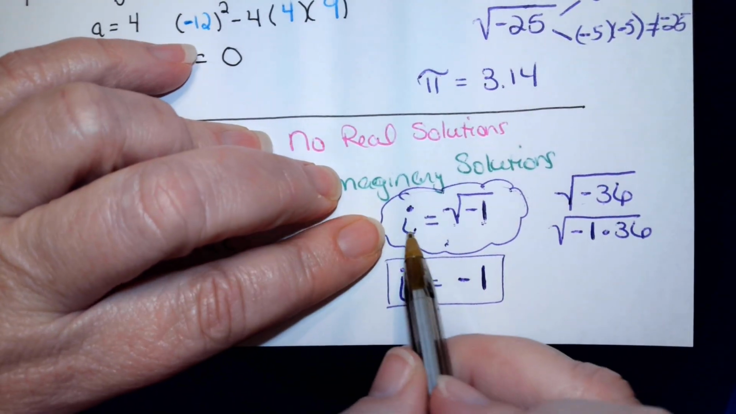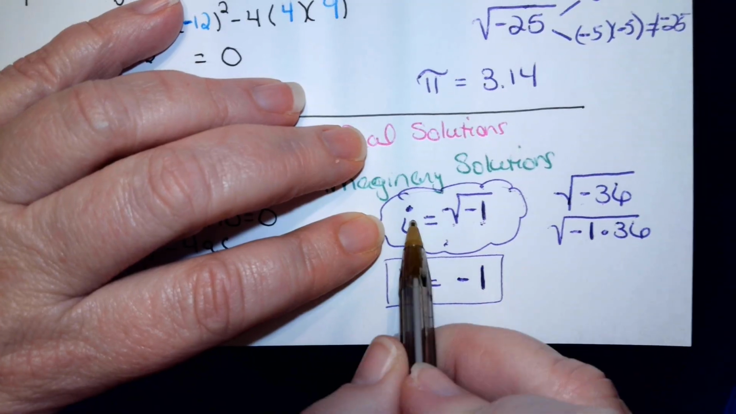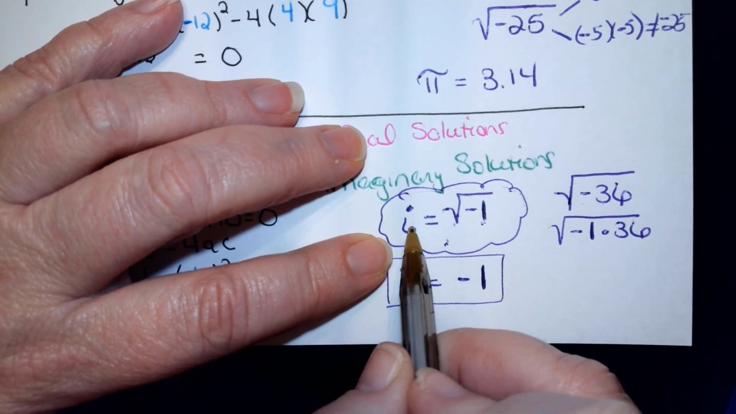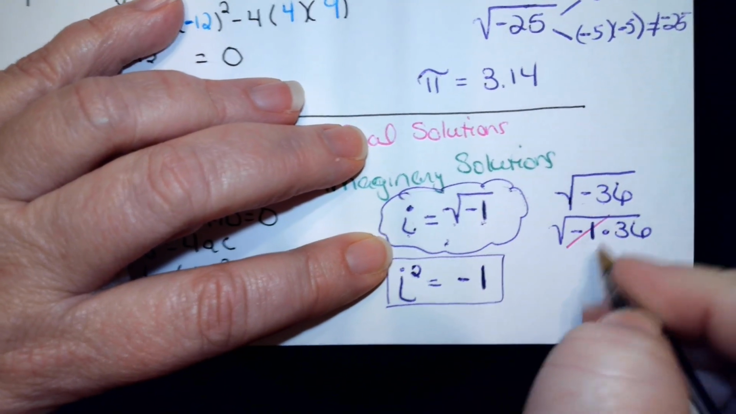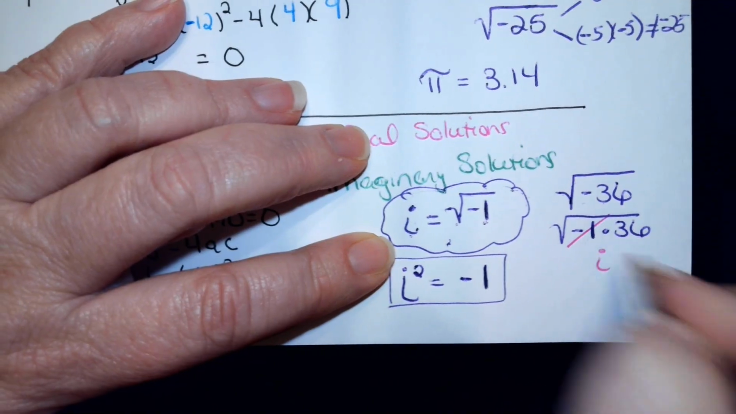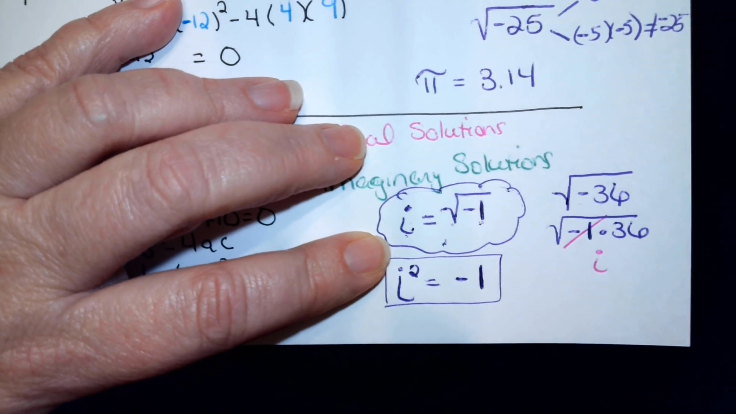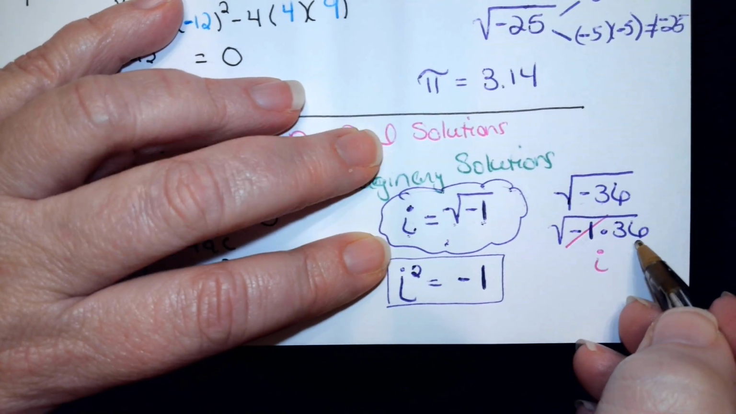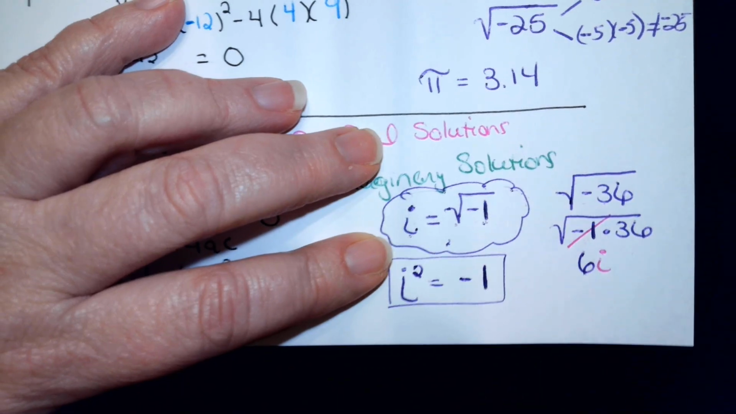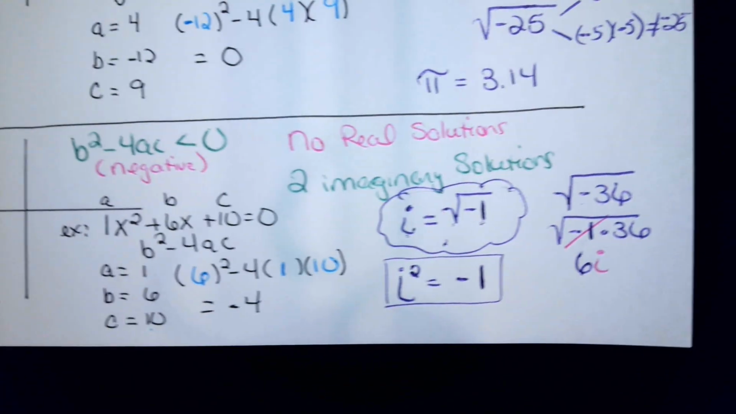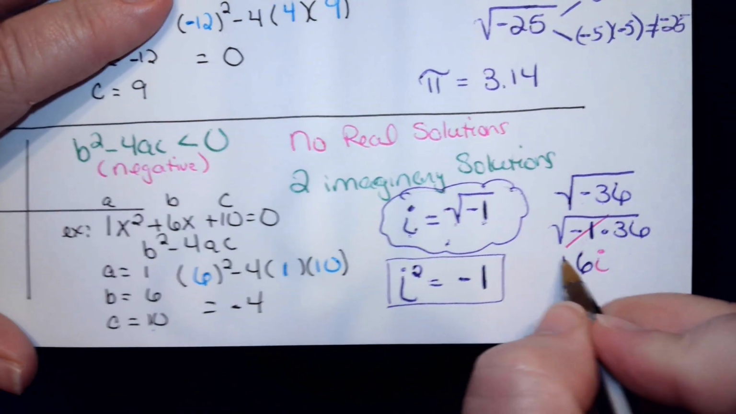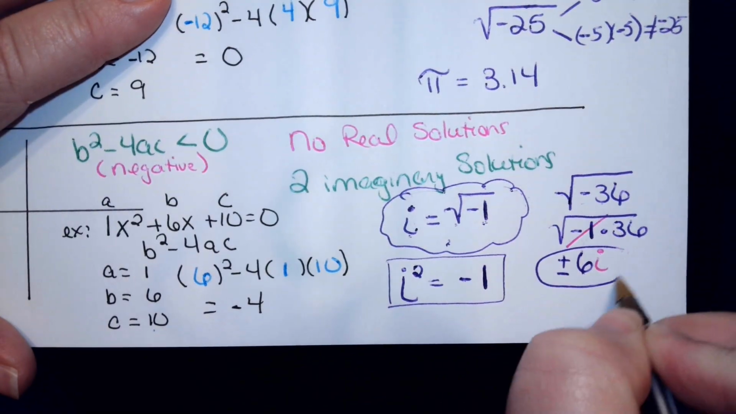Well, what do we know the square root of negative 1 is? The square root of negative 1 is i. So the negative 1 comes out as an i. What is the square root of 36? It is 6. And since we took the square root, it's both the positive and negative version.